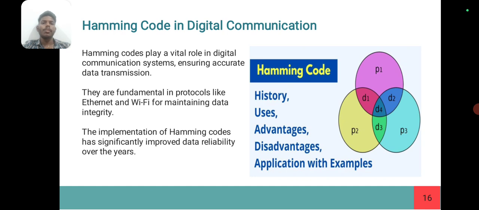Hamming code in digital communication. Hamming codes play a vital role in digital communication systems, ensuring accurate data transmission. They are fundamental in protocols like Ethernet and Wi-Fi for maintaining data integrity. The implementation of Hamming codes has significantly improved data reliability over the years.